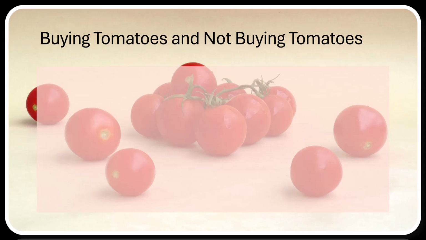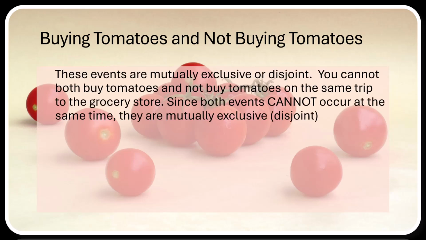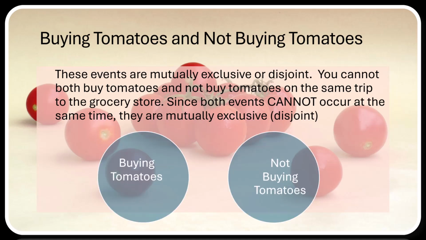Buying tomatoes and not buying tomatoes. These events are mutually exclusive or disjoint. You cannot both buy tomatoes and not buy tomatoes on the same trip to the grocery store. Since both events cannot occur at the same time, they are mutually exclusive or disjoint. If we drew a Venn diagram of the situation, the two circles would not overlap.